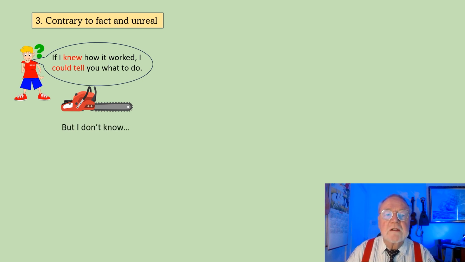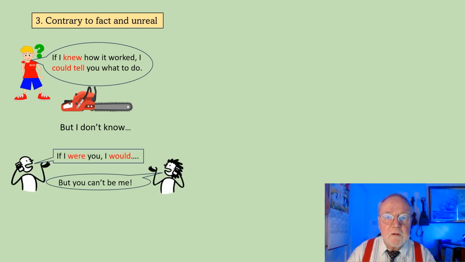But the young man doesn't know. So really, he's saying, I don't know how it works. So his statement, if I knew, is contrary to fact and an unreal situation. This is another one you will hear a lot when someone's giving advice. If I were you, I would... But of course the lady says, you can't be me. It's impossible. So we use the unreal past were to express this.